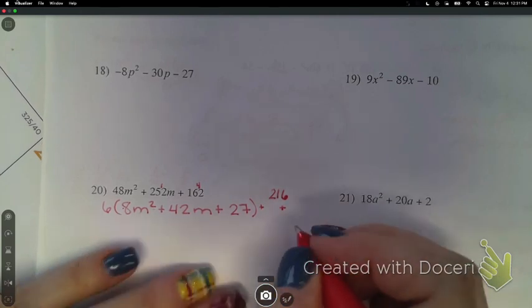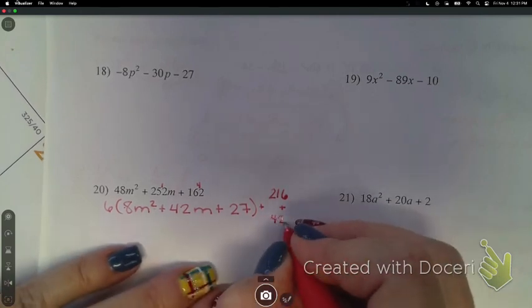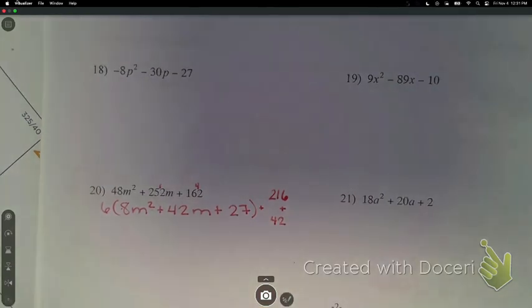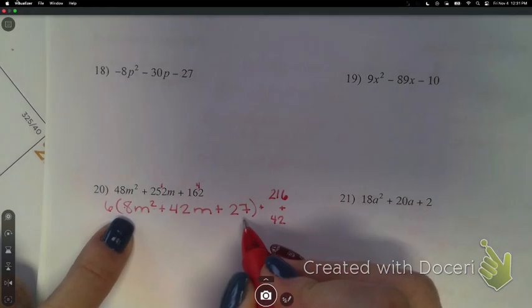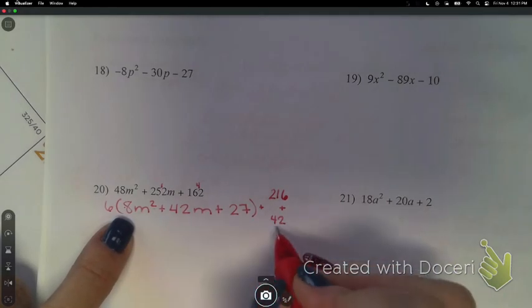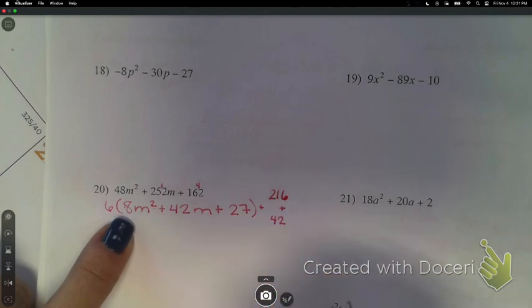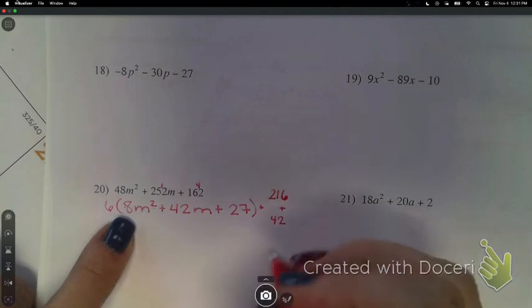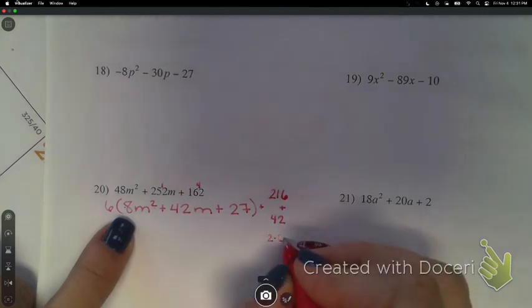42. Now, I'm going to tell you the way I start, guys, is always with what I was given. I was given 8 and 27. Is 8 plus 27 42? No. Now, the next way to do it when you have big numbers is this. What is the prime factorization of 8? 2 times 2 times 2.